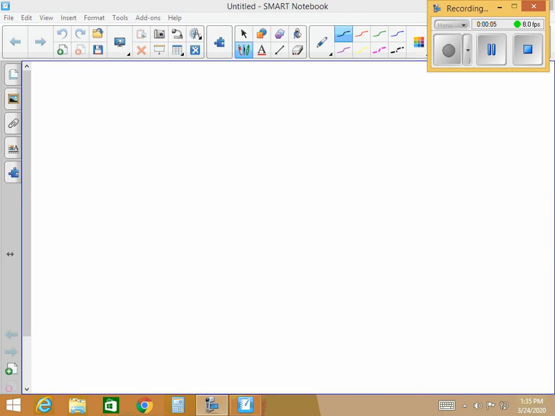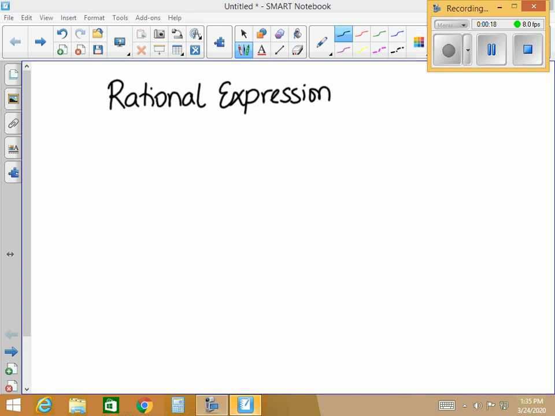What we're going to be talking about today are rational expressions. And what I know from earlier chapters and sections is that the word rational means what? It means fractions. Rational means ratio. Ratio means fraction. So we're going to be looking at expressions that involve algebraic expressions.